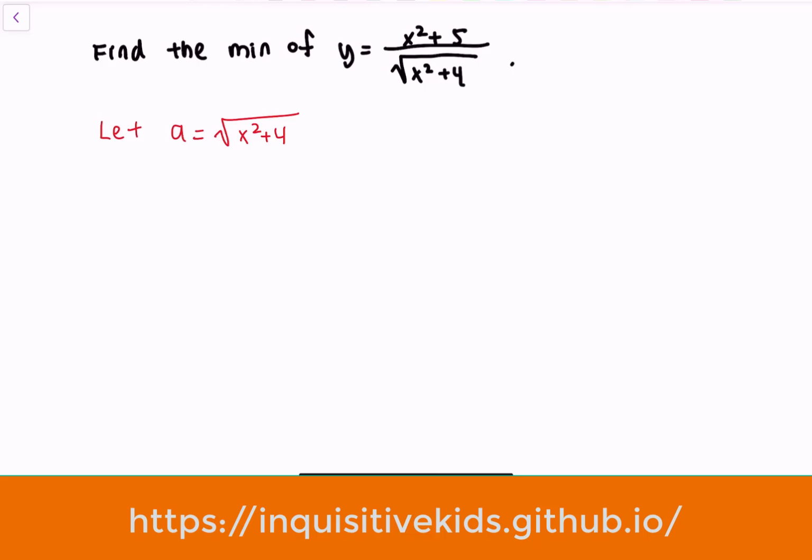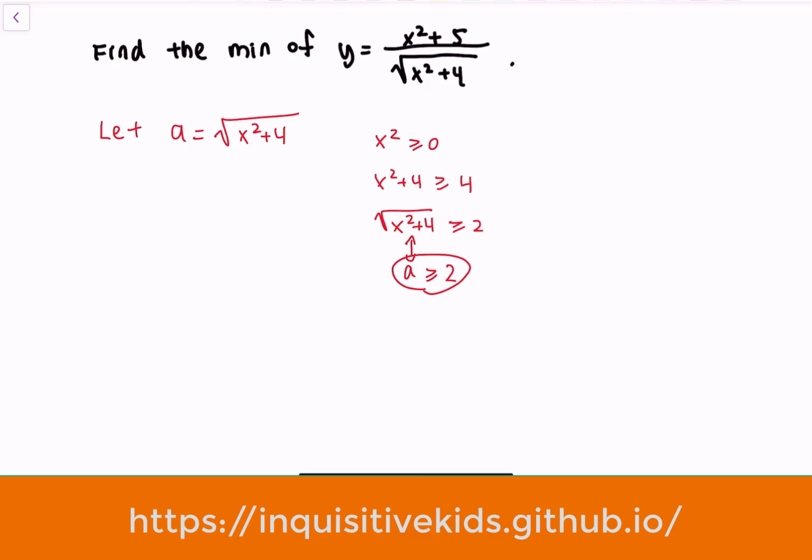A good practice as a mathematician is that when you choose to represent an expression with one variable, it's very important to think about what can be the possible values of this new variable. If we know that x squared must be greater or equal to 0, then x squared plus 4 must be greater or equal to 4. And so the square root of x squared plus 4 must be greater or equal to 2. And this is the same thing as a. So a, we know, must be greater or equal to 2. That we have to keep in mind.